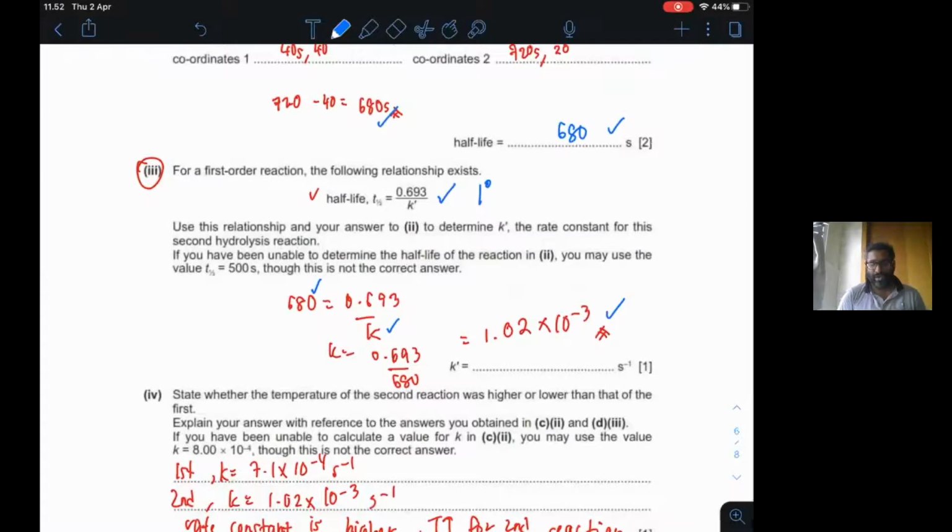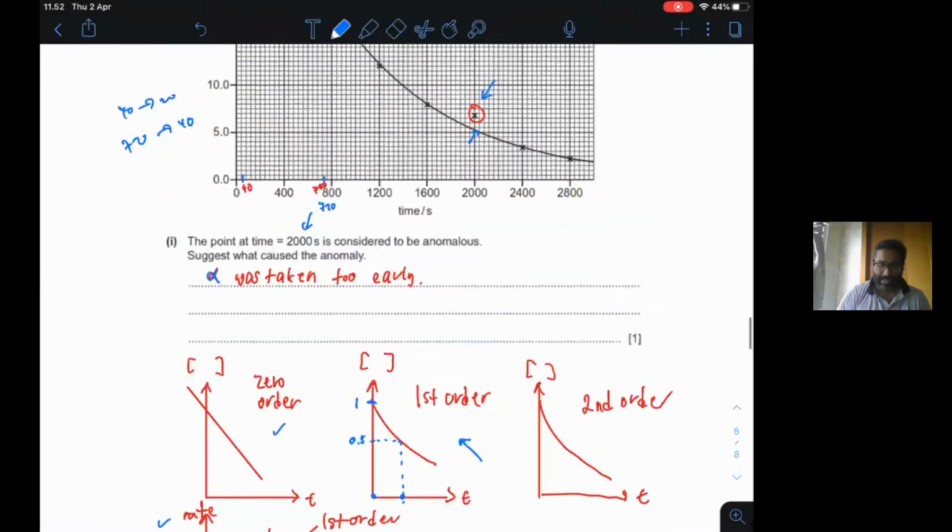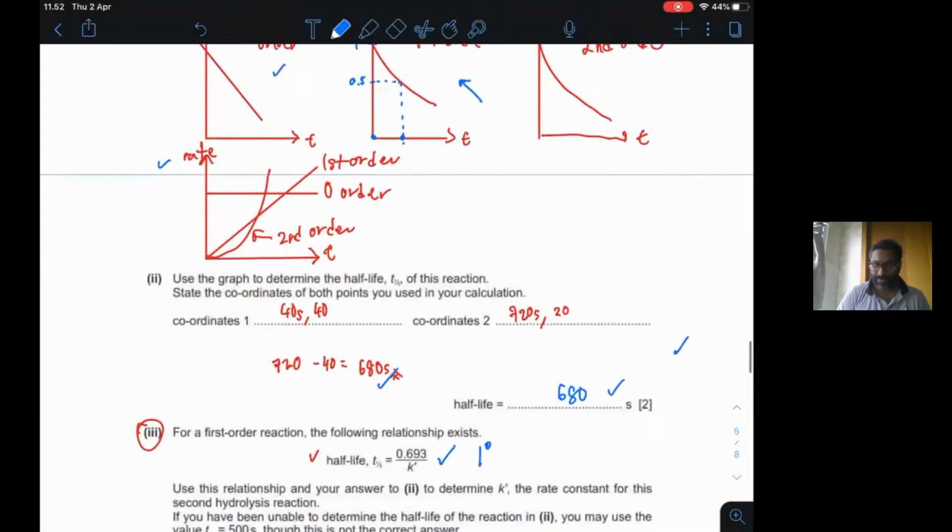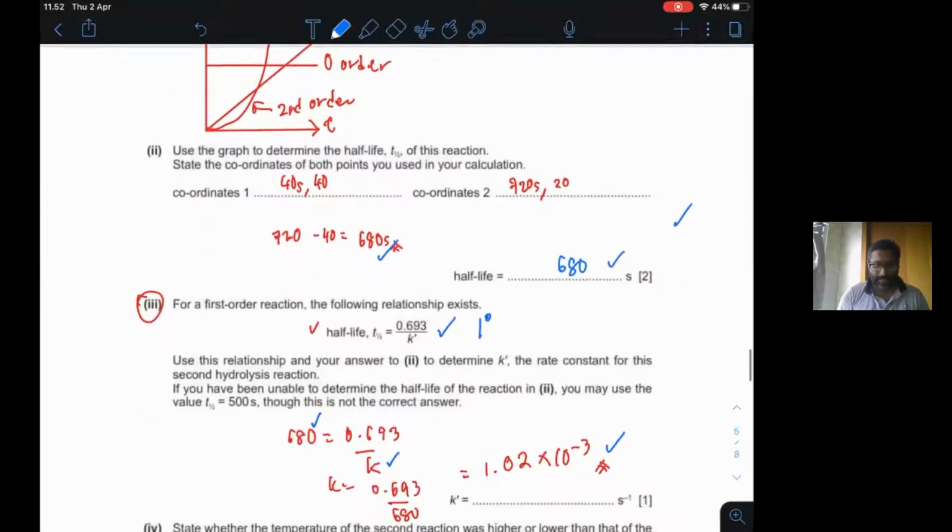Now, if you have been unable to determine the half-life of the reaction, it means you still couldn't answer this question, maybe because you don't have time. Do remember that sometimes they do give you a statement over there. You can use, for example, the value of half-life is 500. But take note, the 500 is not the correct answer. You can see 680 and 500, there's a lot of difference. So if you don't have time, or you don't have any confidence in your answer for the half-life, you can use the value that is given over there.